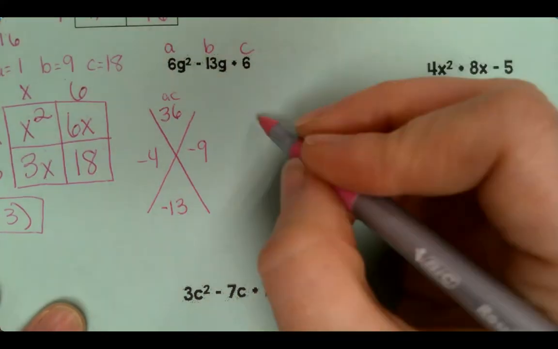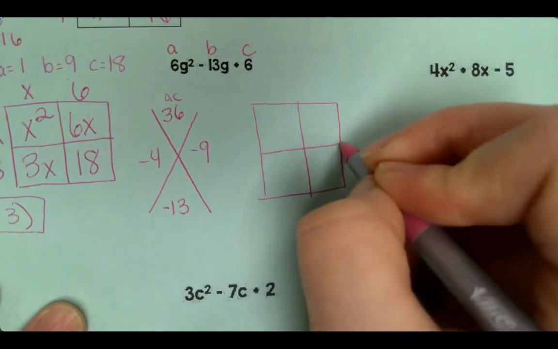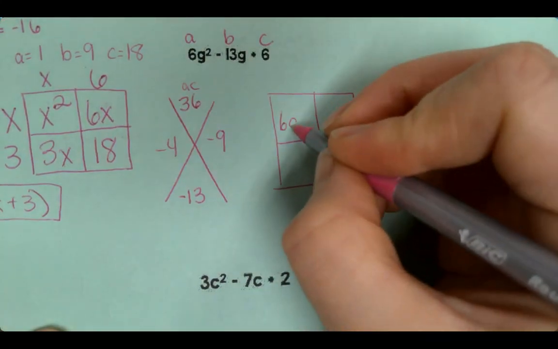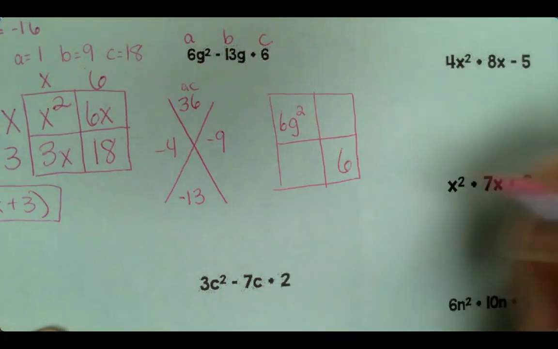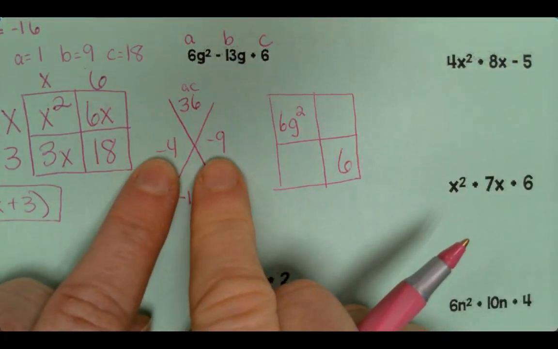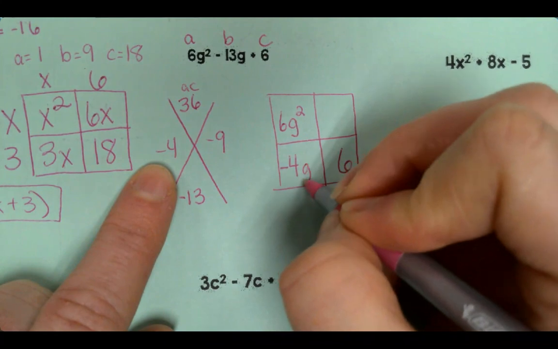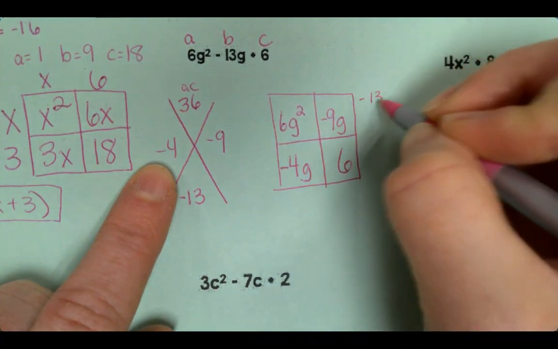Okay, so now we need to do our box. Yep, 6g squared. Nope, it's these two. Oh, hold on. I'm not there yet, because this gives us the -13g.